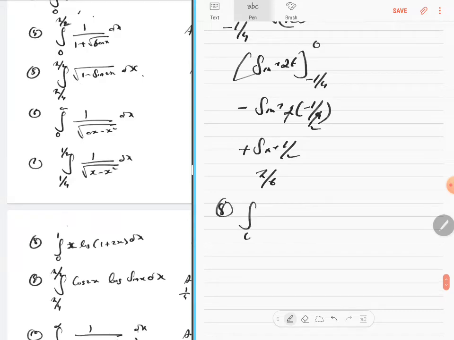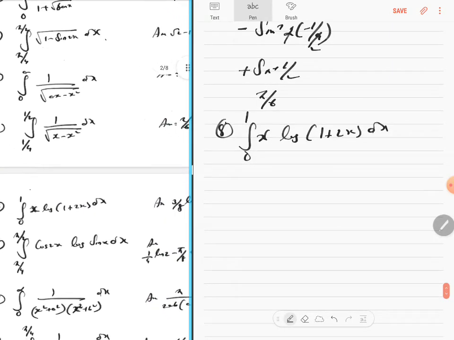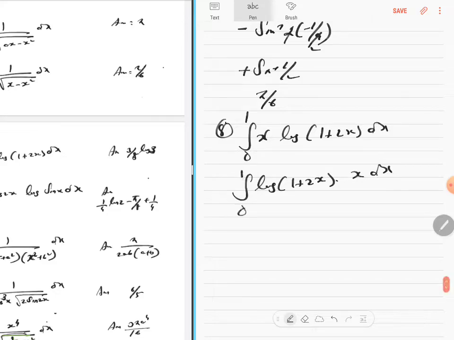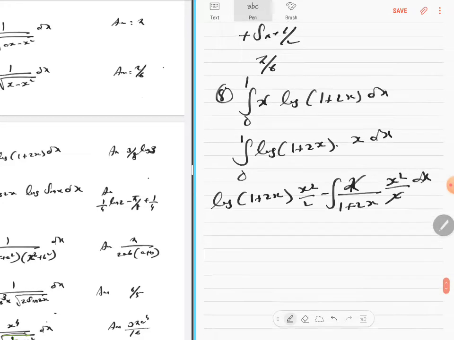8th question, 0 to 1 x into log of 1 plus 2x into dx. As soon as I see this question, I know I would like to do integration by parts, which I'll rearrange because logarithm has to come first. X into dx is 0 to 1. Log of 1 plus 2x into integration of x is x square by 2 minus big integration. Differentiation of log of 1 plus 2x is 1 by 1 plus 2x into 2, and the integration of x is x square by 2. 2 and 2 get cancelled, so you get it like this.